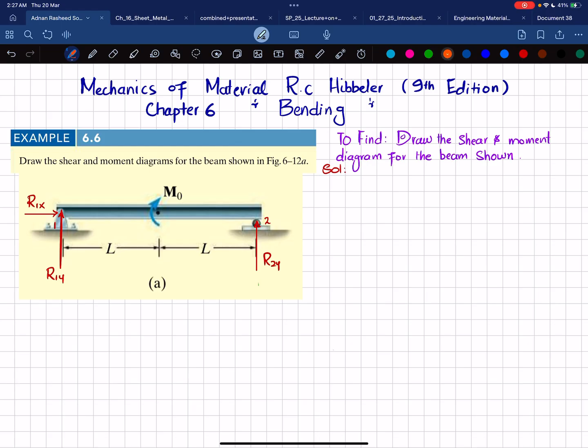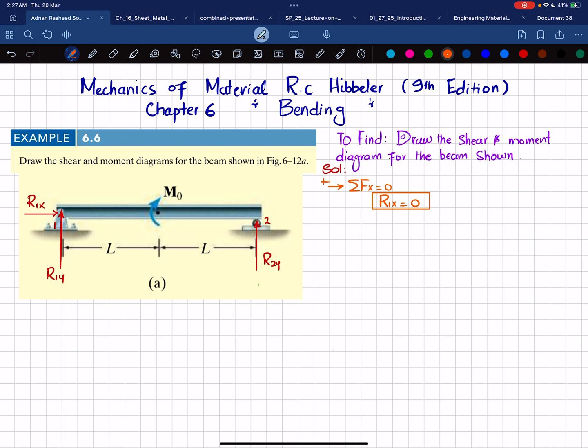The first equation of equilibrium is that the sum of all forces along the x direction must be equal to 0, and force toward the right is taken as positive. From the diagram you can see the only horizontal force acting is R1X and there is no other force, so it means that R1X is equal to 0.